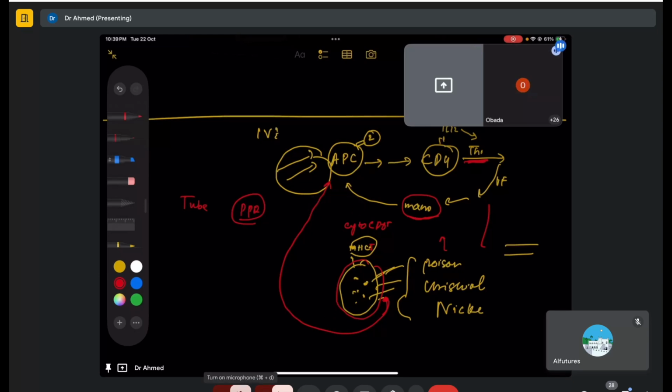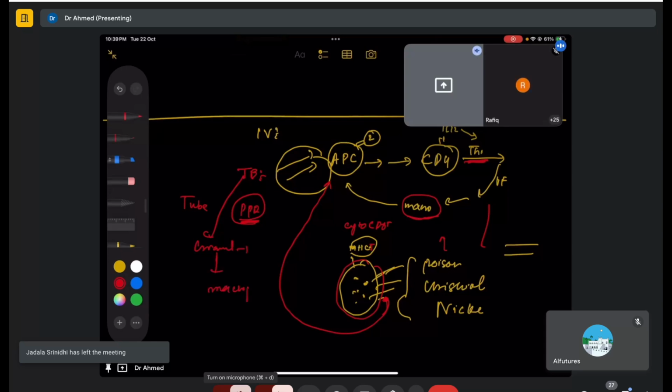So what happens in the PPD test, guys, please? It's for TB, right? TB involves granuloma, right? Granulomas are your macrophages, right? Okay, it's a Th1 response, right?